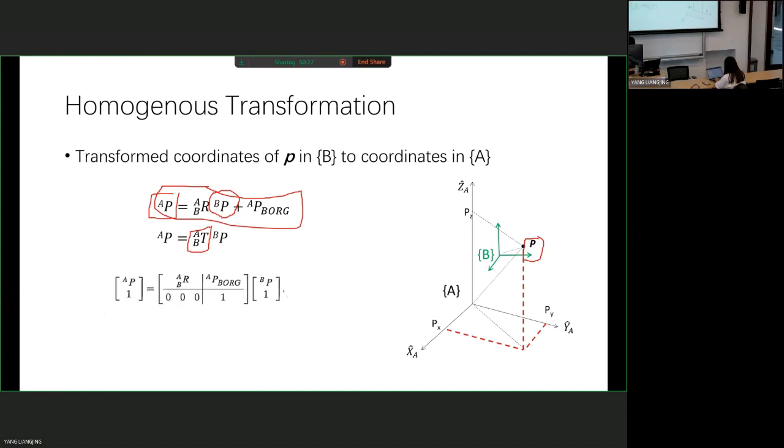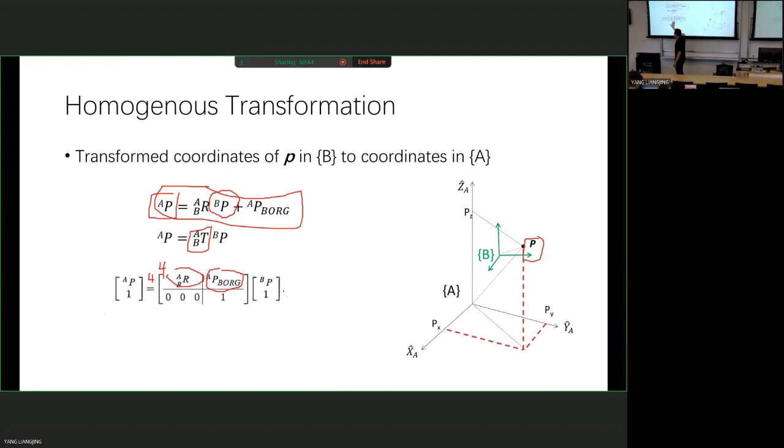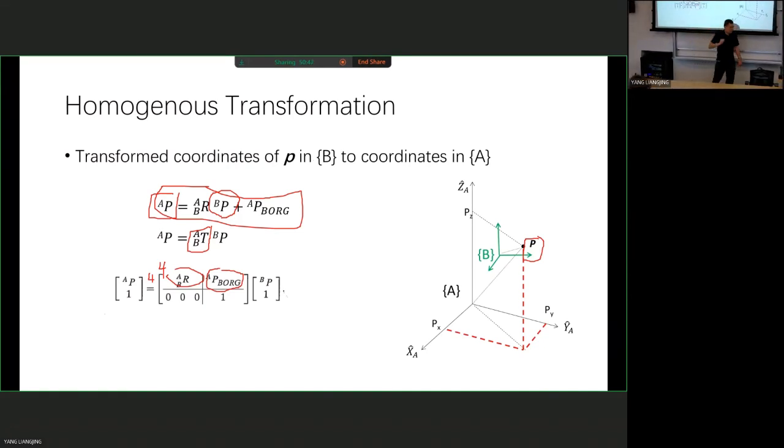This homogeneous transformation matrix is a 4x4 matrix, which consists of the rotation matrix and the position vector of the origin of B with respect to A. And in the last row, you just put 0, 0, 0, 1, so that it becomes 4x4. This part here is 3x3, this is 3x1, so all this part is 3x4, and with one more row it becomes 4x4. Your homogeneous transformation matrix is 4x4.